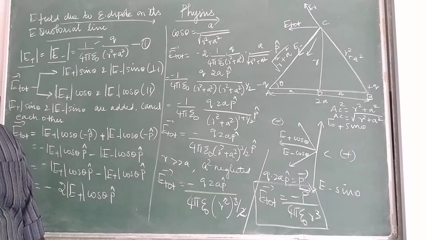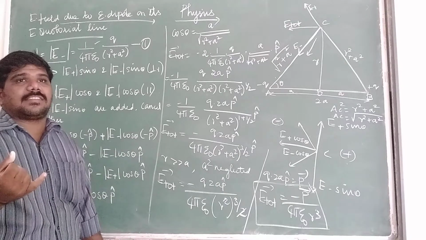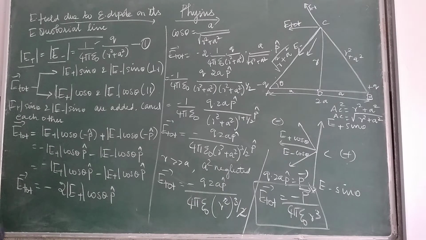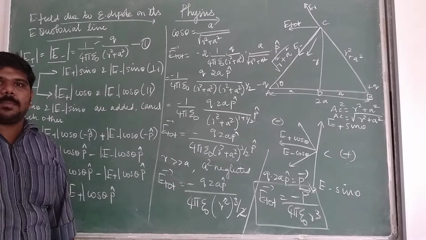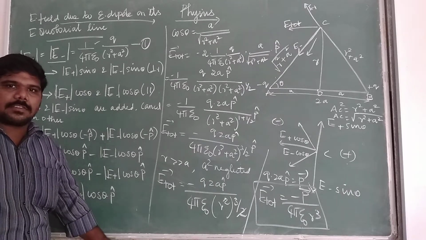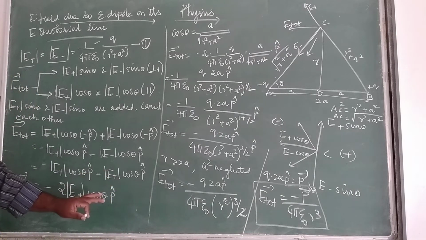Okay, so one of the important 5 mark questions is the axial line, and the second 5 mark question is the equatorial line. The first 5 mark question is the axial line and the second 5 mark question will be the equatorial line. Clear? I hope you understand this question. This will be one of the repeated board exam questions.